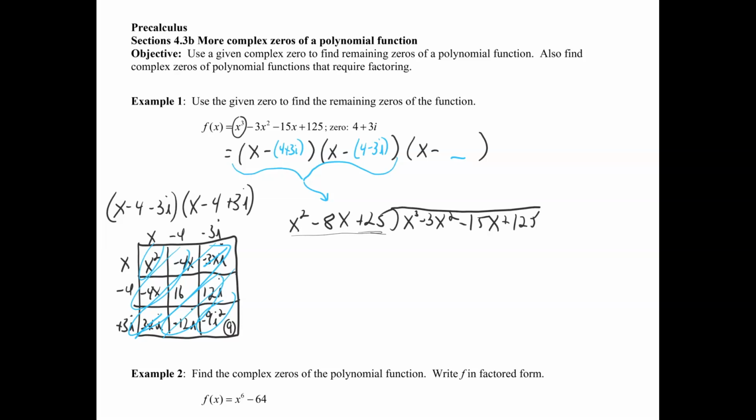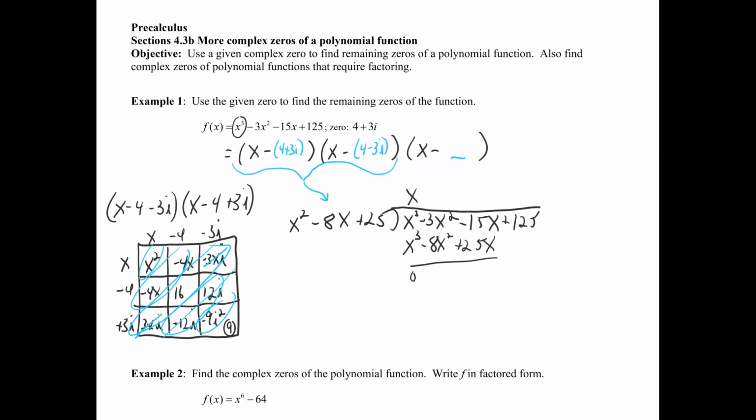If you get a remainder of anything else, you've got to go back and look for your mistake. Because if you're given one of the zeros, either you're lied to or you made a mistake somewhere along the way. All right, so let's hope we didn't, and let's hope that when we divide, we get a remainder of 0. So we have x squared times what equals x cubed, and that's just x. And then we distribute the x over all three terms, and we get x cubed minus 8x squared plus 25x. Then we carefully subtract.